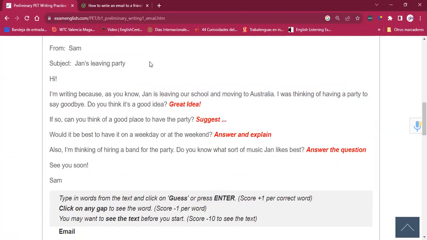From Jane, Jane's leaving party. Hi, I'm writing because, as you know, Jan is leaving our school and moving to Australia. I was thinking of having a party to say goodbye. Do you think it's a good idea?